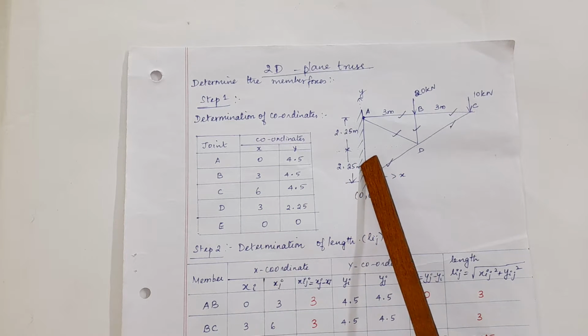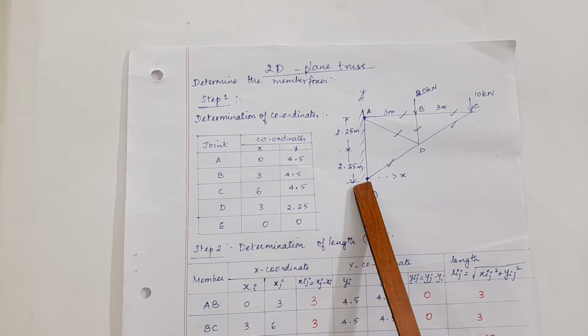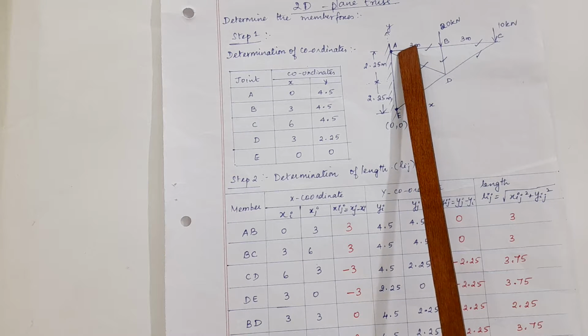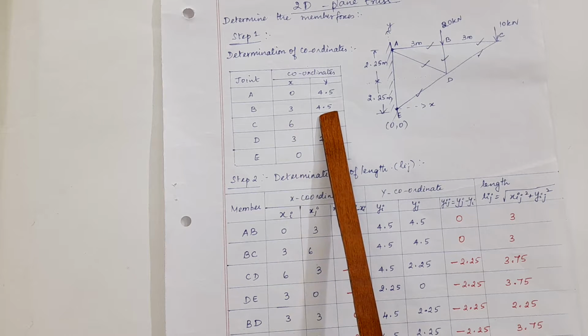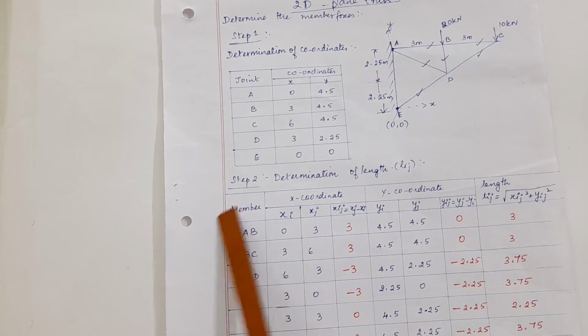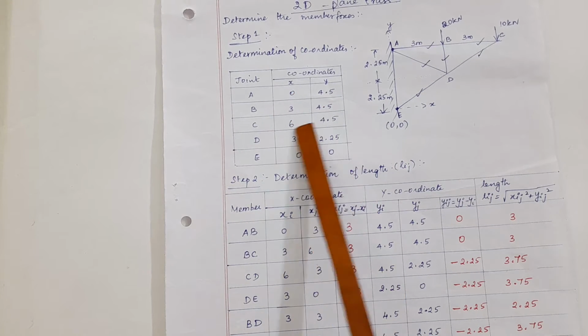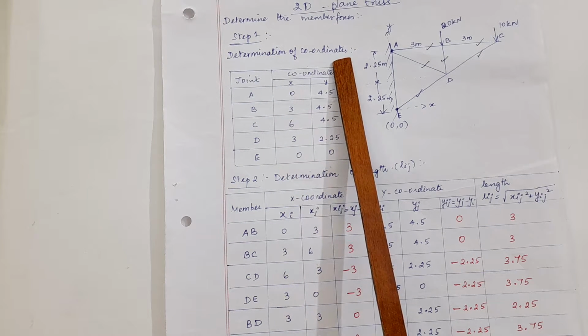Let me take coordinate B. So from this axis, it is at a distance of 3 meter. So x is 3, 4.5 meter. So I write 3 comma 4.5. See here, B joint is 3 comma 4.5. Coordinates of each node is shown here.